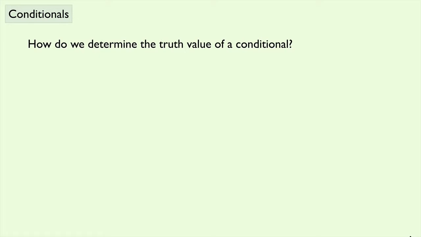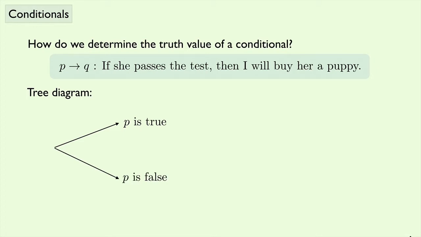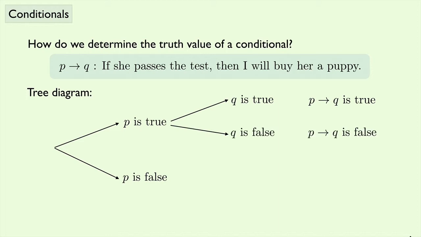So how do we determine the truth value of a conditional? Let's look at our sample sentence: if she passes the test, then I will buy her a puppy. We'll look at all the possible options using a tree diagram. First, P could be true or P could be false. Let's start with P being true and suppose Q is true. She passes the test is true, and I buy her a puppy. Well, I didn't lie. If she passed the test, then I'll buy her a puppy, and I did buy her a puppy. So the conditional here is true. Suppose she passes the test, but I don't buy her a puppy. Then I broke my promise, so the conditional here is false.